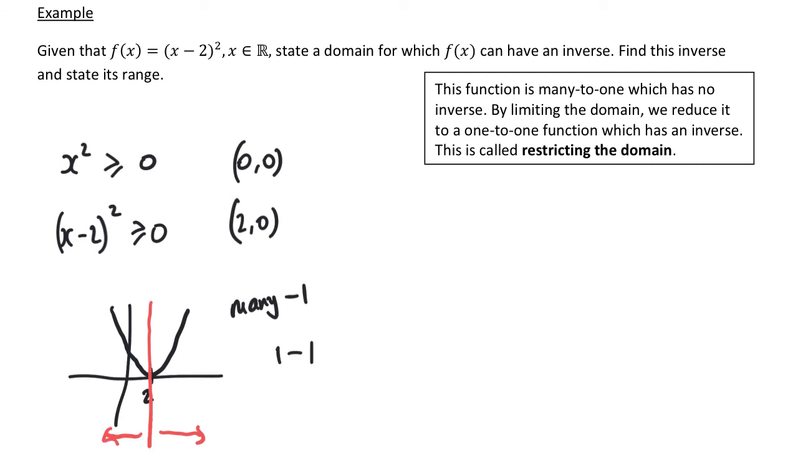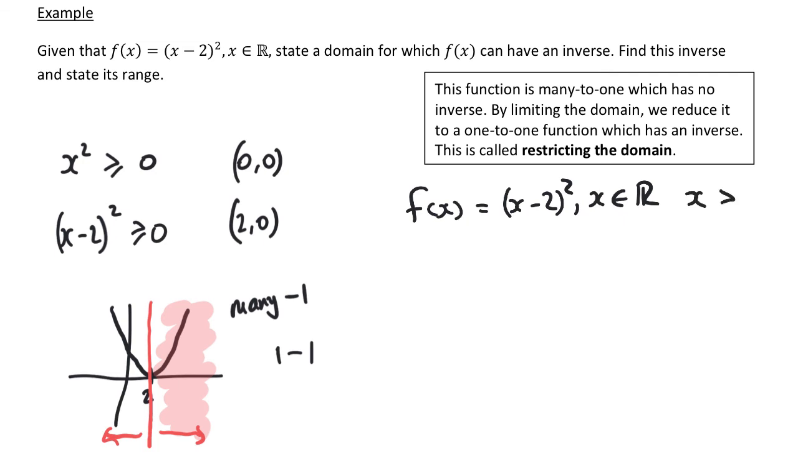But generally we always like things more often than not positive, so we'll take the right-hand part of the graph. So by restricting the domain to x being bigger than or equal to 2, we're going to have a one-to-one function. So I'm going to write that as f of x equals x minus 2 squared, where x belongs to the real numbers and x must be bigger than or equal to 2. We've now got a one-to-one function.